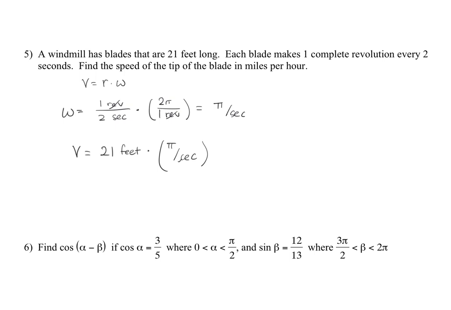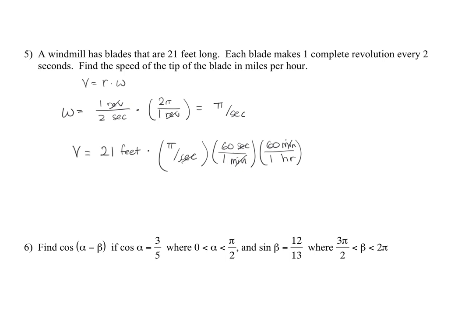We need to be in miles per hour. So we can continue to multiply by some conversion factors to cancel out feet and seconds. So 60 seconds is 1 minute, and that cancels seconds. And then we can cancel out minutes by multiplying by 60 minutes is equal to 1 hour.